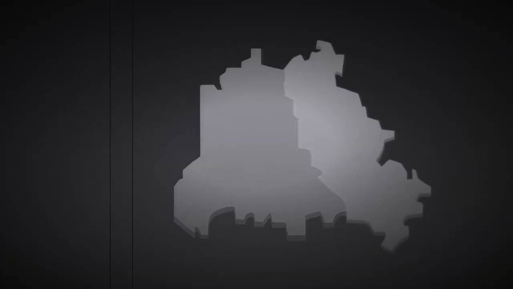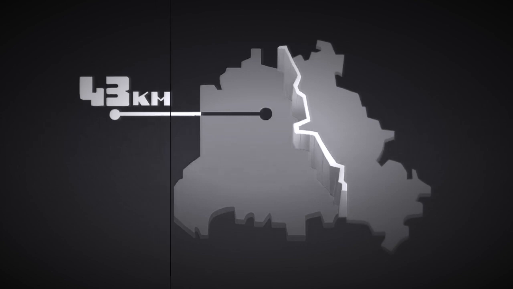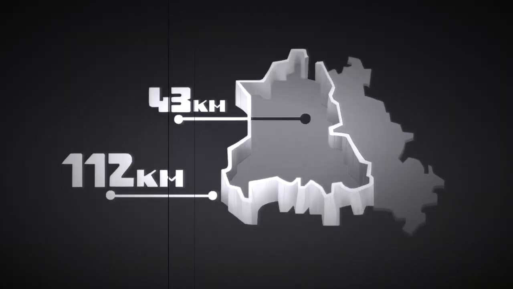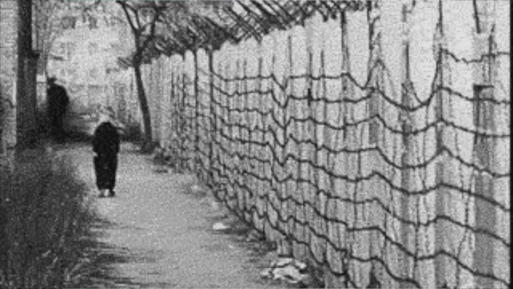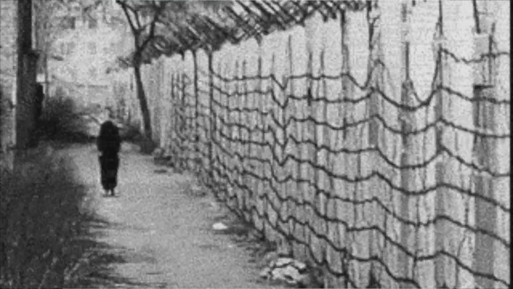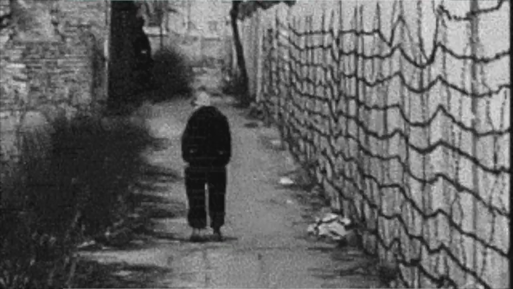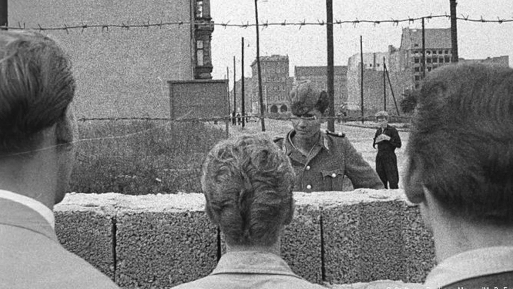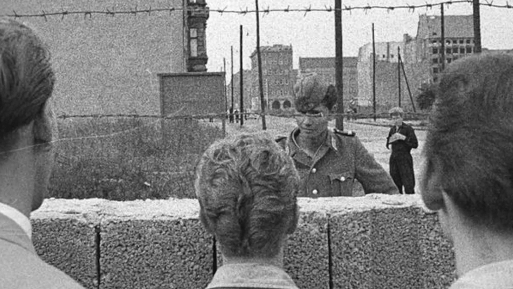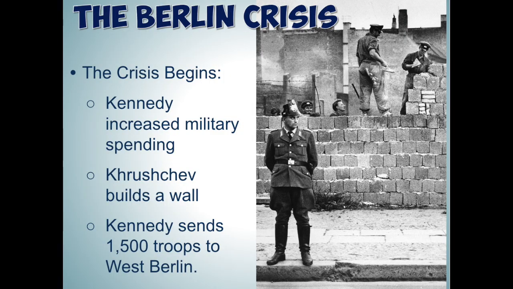Extending for over 43 kilometers through Berlin and a further 112 kilometers through East Germany, the initial barrier consisted of barbed wire and mesh fencing. Kennedy responded to this by sending 1,500 US troops to West Berlin. And for a time, Soviet and American tanks moved right within sight of each other. A war was threatening to happen at any moment.